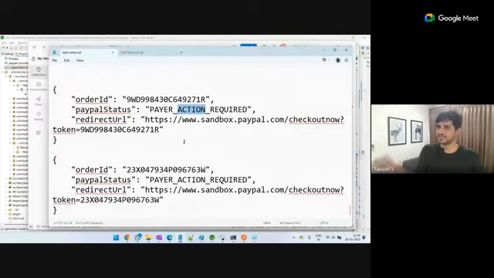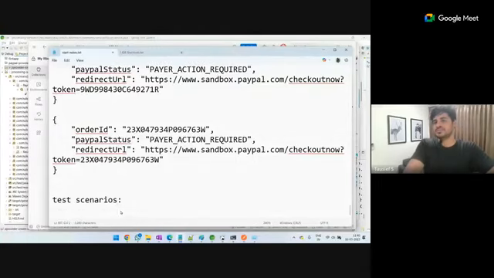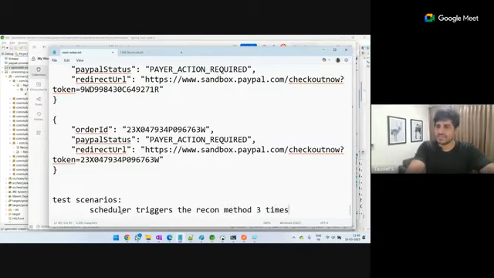Okay? So that's it. We will just run the cron and let the 3 retries happen, and we will see how the rest of the process is working. Okay, so this is going to be our test scenario. The scheduler triggers the recon method 3 times. For testing purposes, we will make it a 1 minute delay.